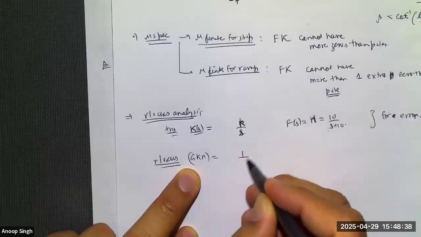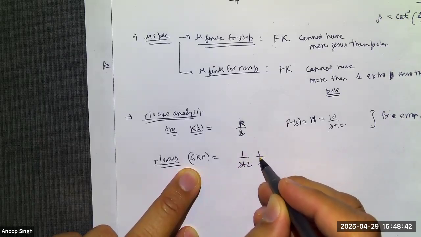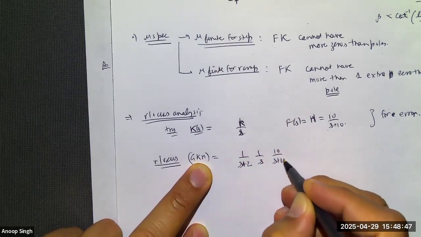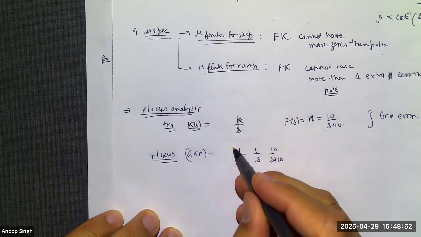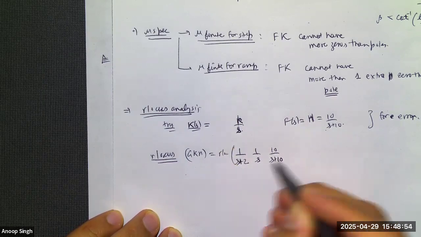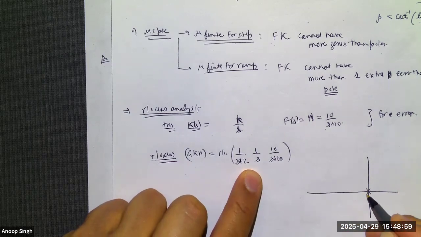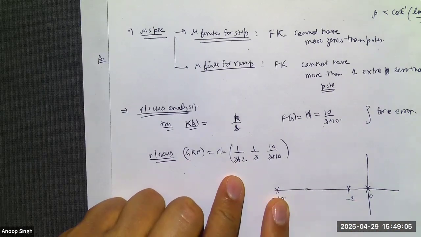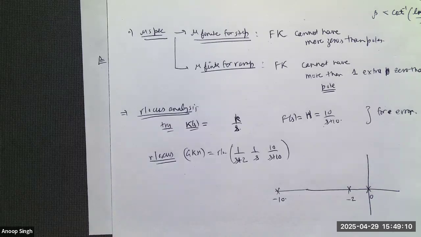Well, G is 1 over S plus 2. Controller has 1 over S in it. The gain will be taken care of by root locus. And then H is 10 over S plus 10. Okay. So I'm going to do the root locus of this transfer function. Let's see how that looks. So I have a pole at origin, a pole at -2, and then a pole at -10. This is so dominant, it's not even going to matter much. But how will the root locus look for this one?